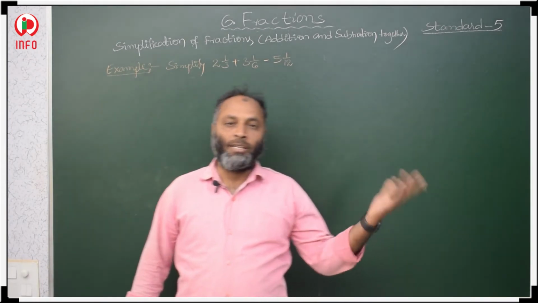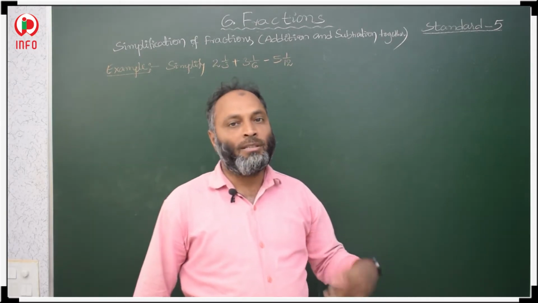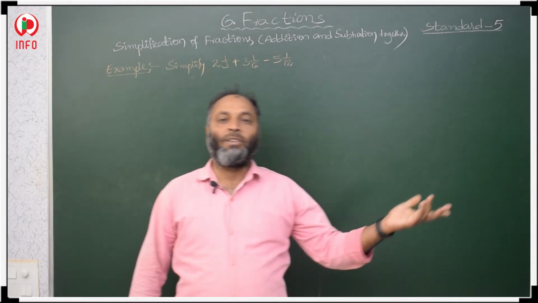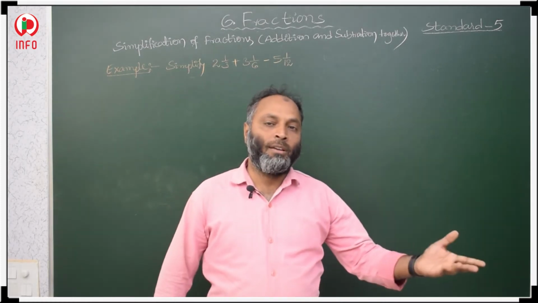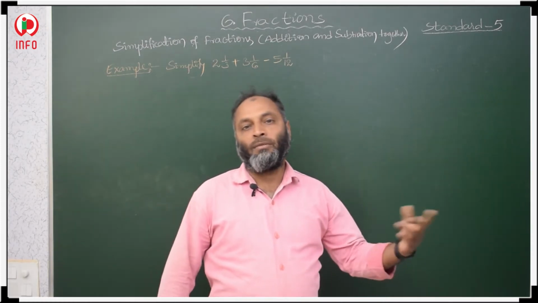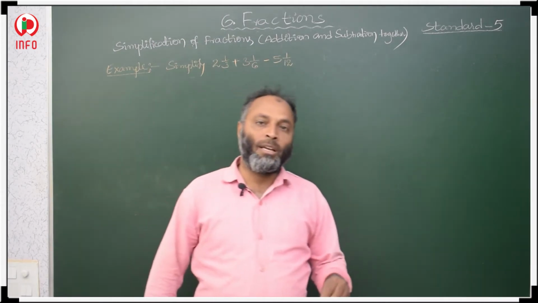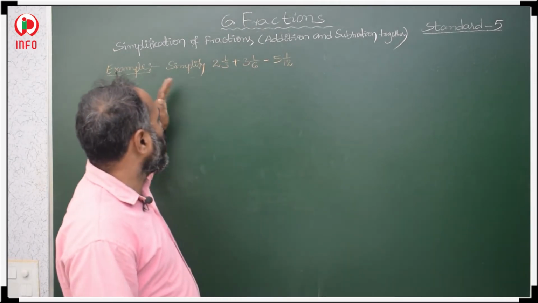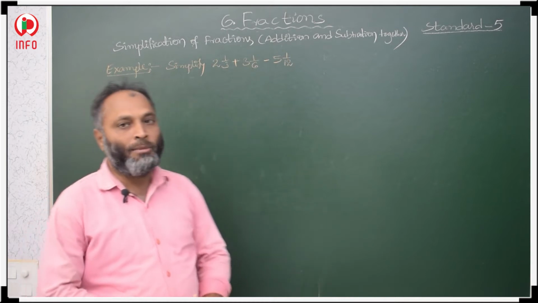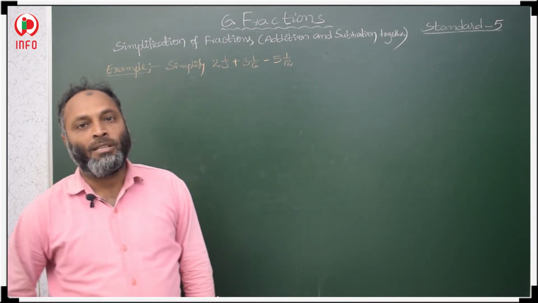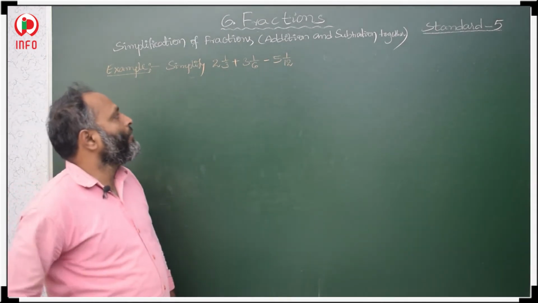Before, what we did was addition of fractions and subtraction of fractions. Addition of like fractions and unlike fractions, and unlike fractions with mixed fractions. Subtraction is also the same: like fractions, unlike fractions, and mixed fraction with unlike fraction. So this we did, but here is simplification of fractions with addition and subtraction together. Here addition is there and subtraction is there, so we have to do them together. Then how to do it?